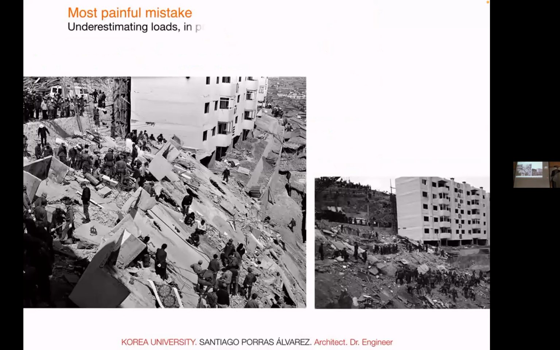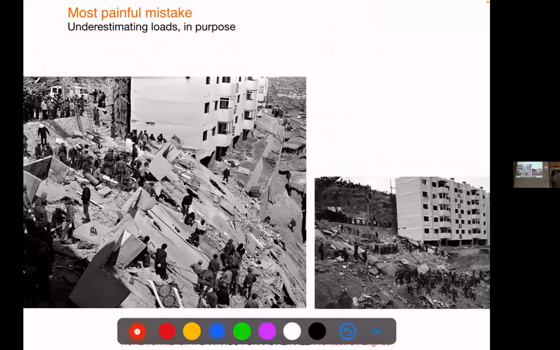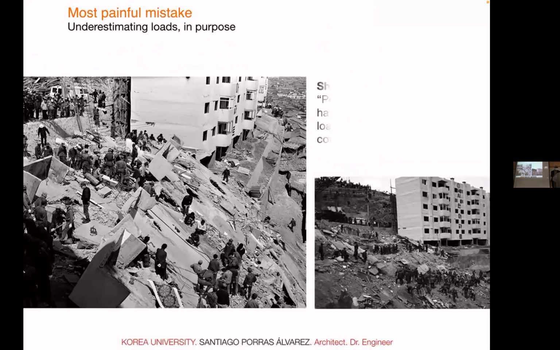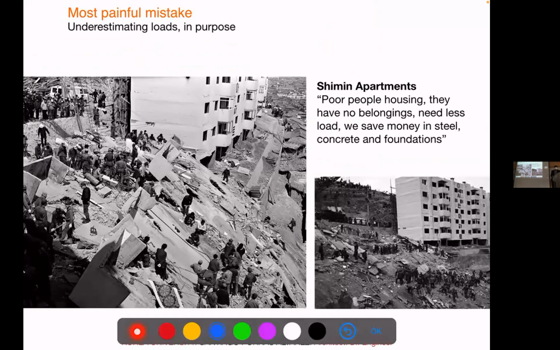And I didn't know where to put it, but it was quite sad. This is, I think, Shiminapatsu here in Seoul. And it collapsed as soon as people started using it. And it's sad because it's like, I don't know, thinking poor people have nothing, so let's make buildings with less load capacity. So we save money and they can live there. But actually, poor people are the guys who never throw anything out, right? And that's a safety thing. I don't know how much money is saved in reality, but this is one of the saddest failures I have ever seen.